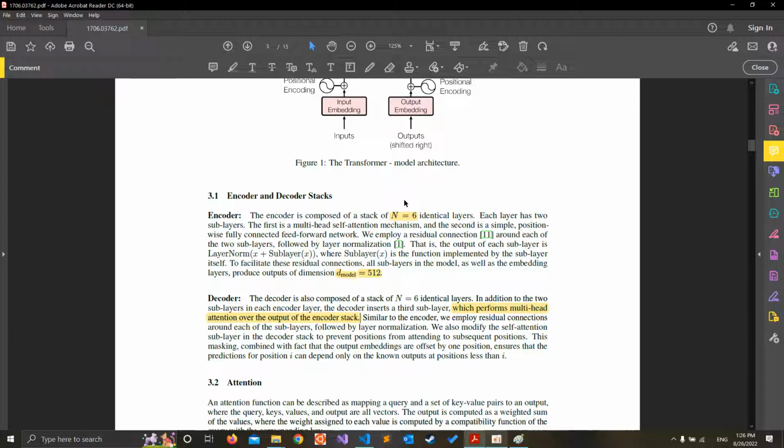We also modify the self-attention sublayer in the decoder stack to prevent positions from attending to subsequent positions. We will talk about this in the future, but it's exactly what we talked about: we are going to predict the masked tokens. So, to predict the masked tokens, you should not see the future words. That sublayer is there to prevent that from happening. And this masking, combined with the fact that the output embeddings are offset by 1 position, ensures that the predictions for position i can depend only on the known outputs at positions less than i. This is what I explained earlier.